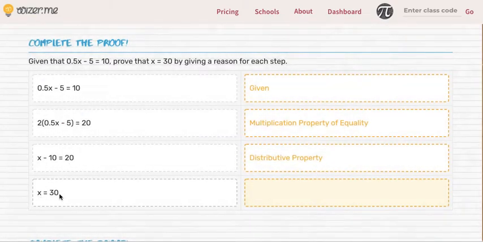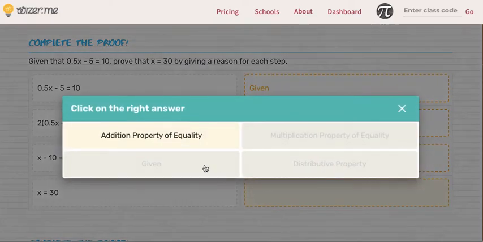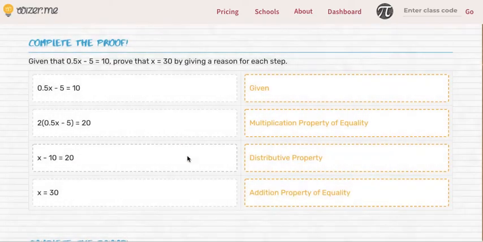Finally, we get x equals 30, which is what we wanted to prove. Now, how did we go from x minus 10 equals 20 down to x equals 30? Well, we added 10 to both sides. X minus 10 plus 10 will just give us x. 20 plus 10 will give us 30. So, since we're adding 10 to both sides, that's the addition property of equality.